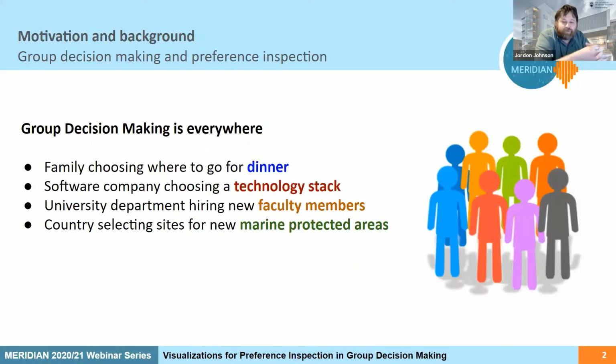So before we talk about the work, let's motivate it a little bit. First off, group decision making is everywhere, quite literally. Whether you're talking about something as simple as a family choosing where to go for dinner, to something a bit more complex, a software company choosing a technology stack, or a university department hiring new faculty, to even larger scales, countries selecting sites for new marine protected areas. These group decisions are a part of our human fabric.